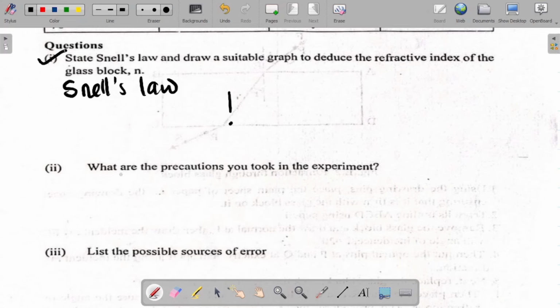Let's go to II. II says, what are the precautions you took in this experiment? So you write the precautions here. Let me give you some of the precautions.